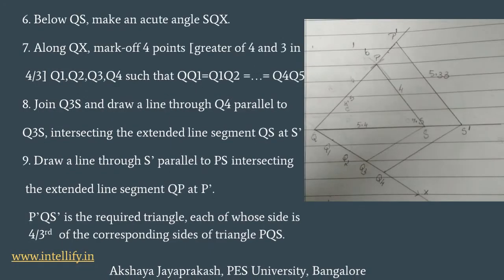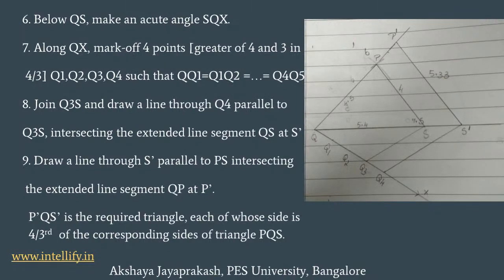Next, to construct the triangle P'QS', we need to first make an acute angle SQX below QS. Along QX, mark off 4 points, which is the greater of 4 and 3 in 4 by 3, and name it Q1, Q2, Q3, and Q4 such that the distance between each point is the same.